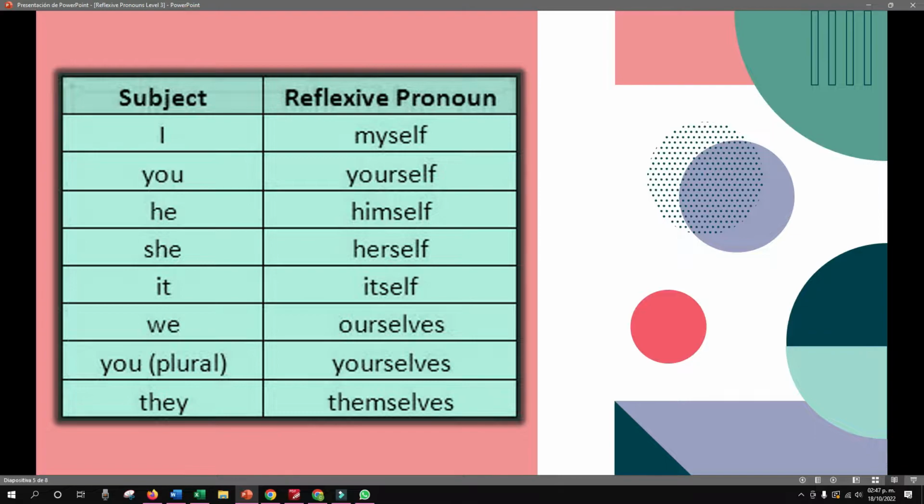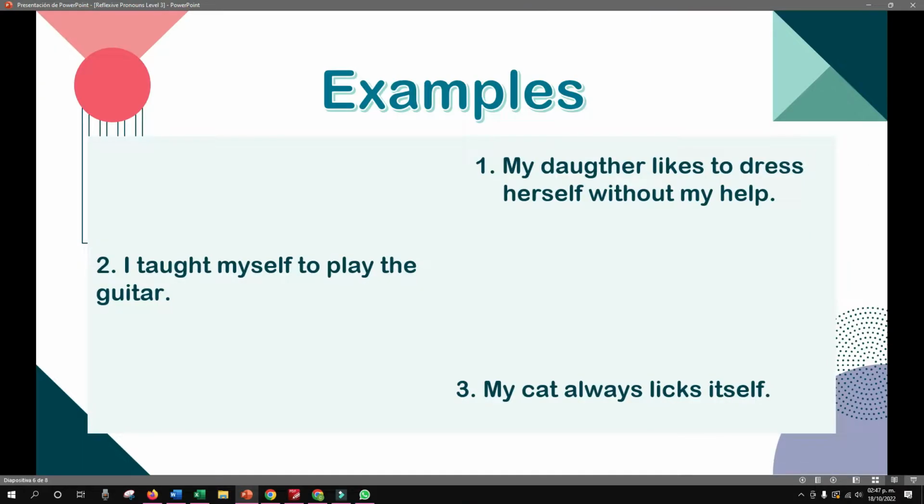You, yourself. He, himself. She, herself. It, itself. We, ourselves. You, that is the plural, yourselves, right? They, themselves, right? So, examples. There I have the first one. My daughter likes to dress herself without my help, right?